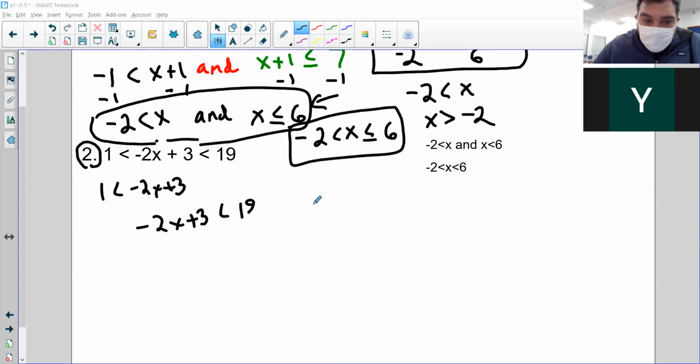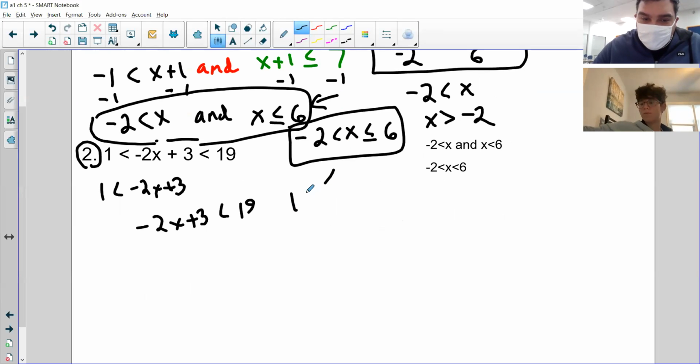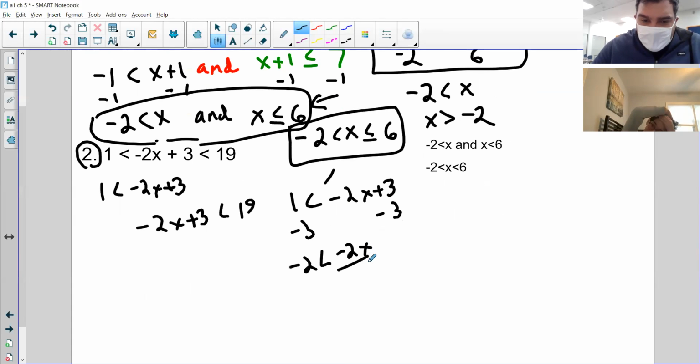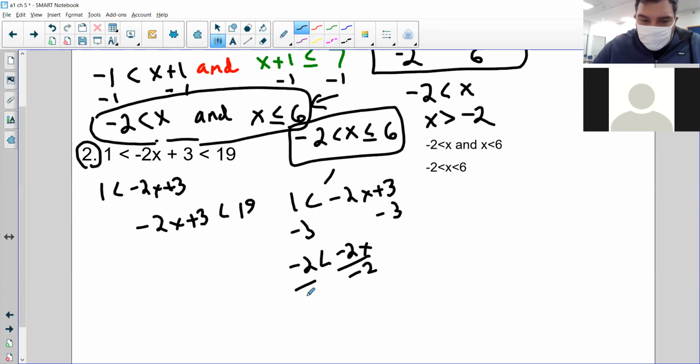So the first one, which is 1. I know what I did wrong. Good, if you caught it, that's good. 1 is negative 2x plus 3. I'm going to minus 3 on both sides. So I got negative 2 is less than negative 2x. I didn't do negative 2 on both sides. Don't do that. Negative 2 on both sides, you're going to get a positive 1. You have x by itself.